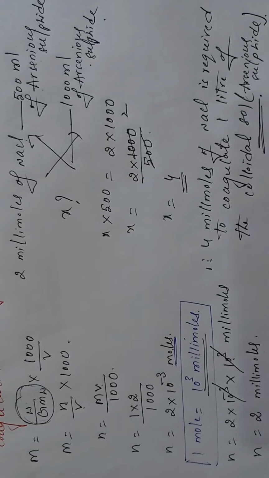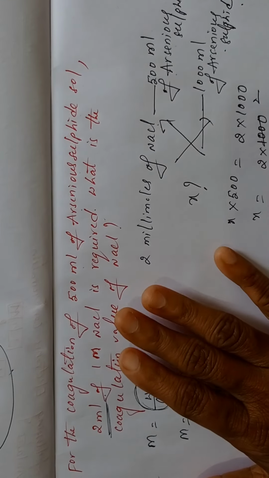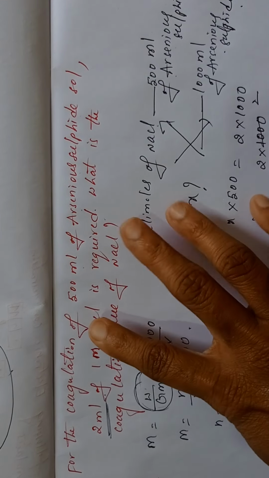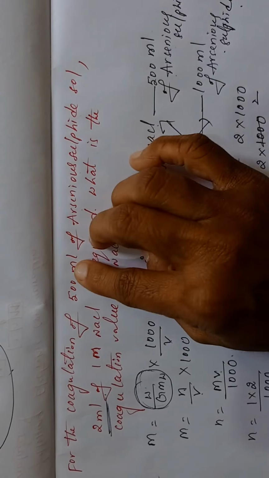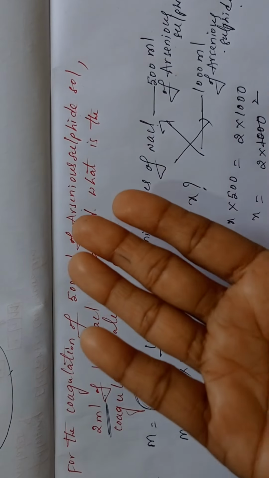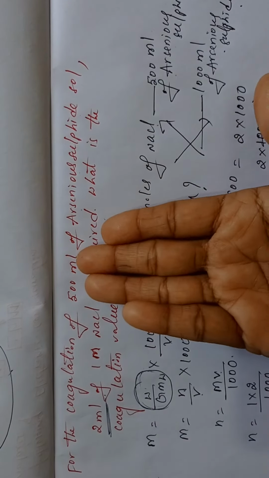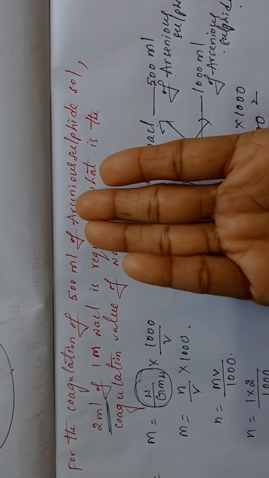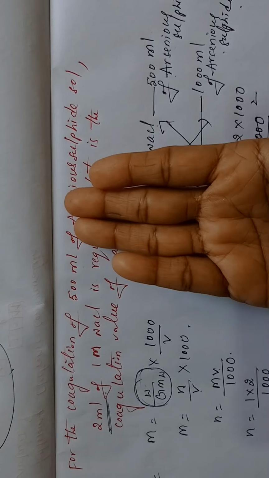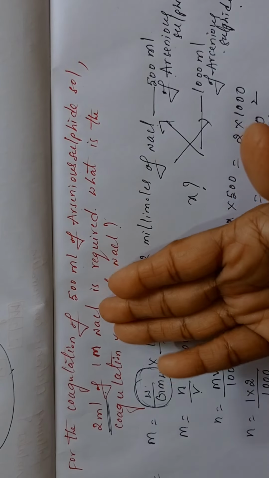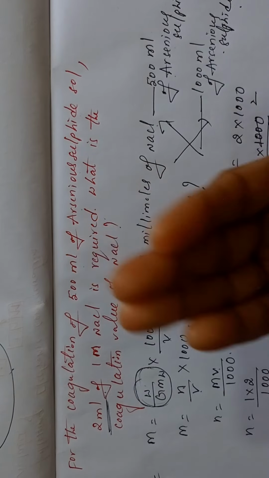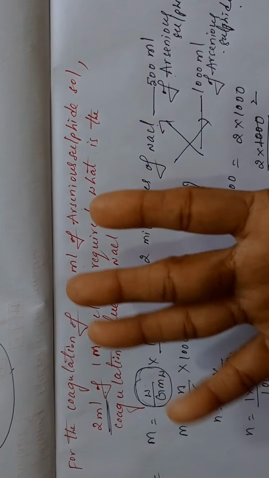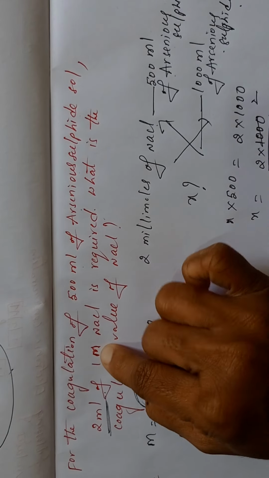Like this you have to find it. Now what is the coagulation value, and how to find it? 500 ml of arsenious sulfide is a colloid, and this is the electrolyte; this much is required for the coagulation of 500 ml. The coagulation value is nothing but the coagulation of 1 liter of arsenious sulfide, so we have to find it for 1 liter. Here in the question they gave 500 ml. For 500 ml, first of all, we have to find how many millimoles of NaCl is required. After that, for the coagulation of 1000 ml of colloid, we can find how many millimoles of NaCl is required. That's why the molarity is given.